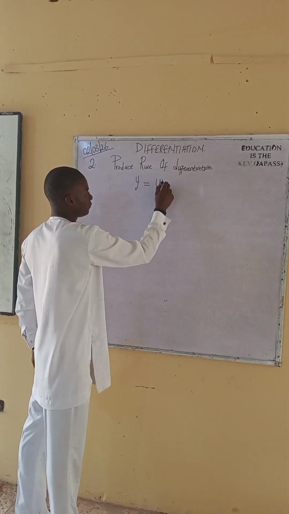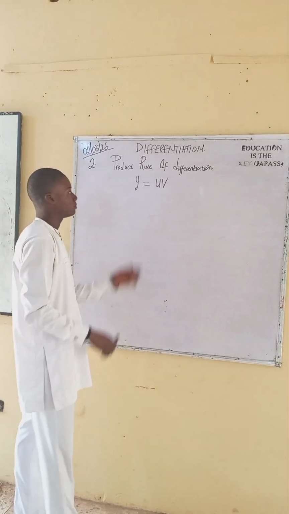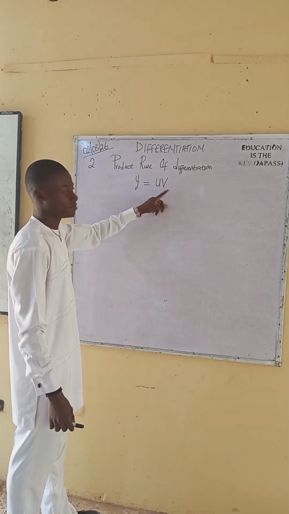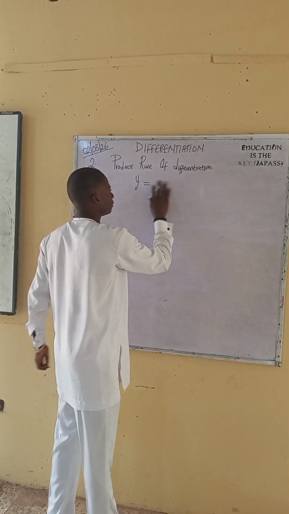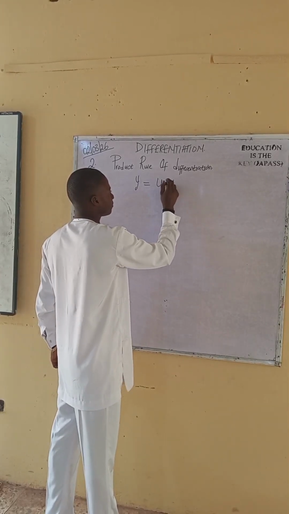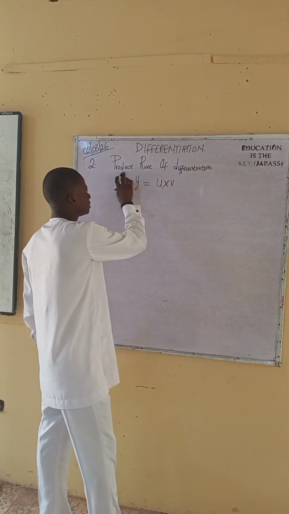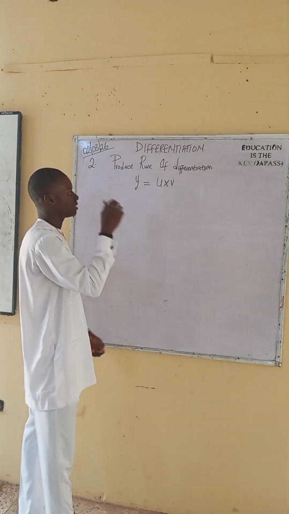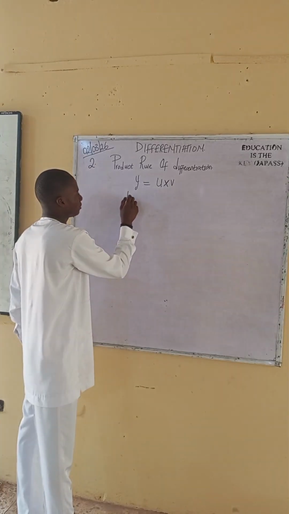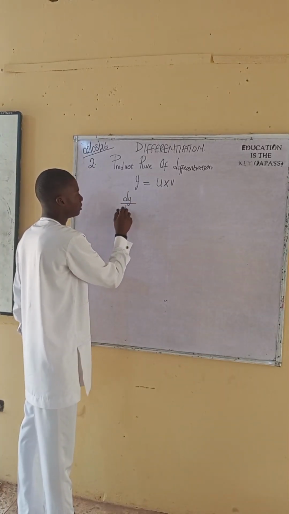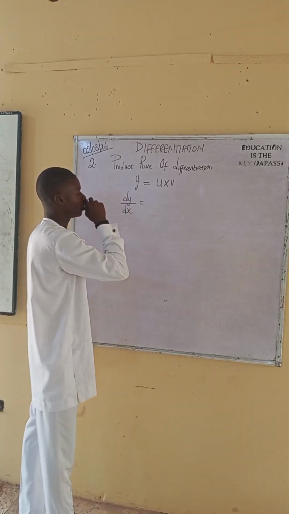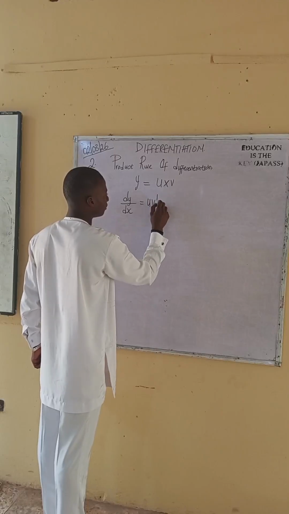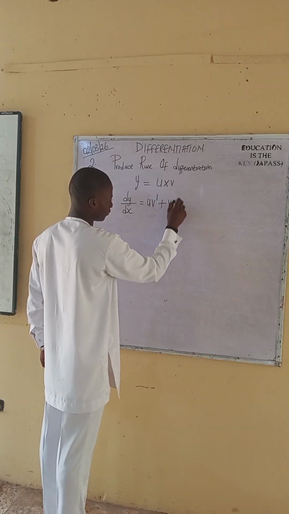So let's assume we are given a variable y equal to, let's say, uv. We're talking about the product. So y is equal to u times v. This is the product, the multiplication of the two of them. So what the product rule is saying is that dy over dx of this function is uv' plus vu'.